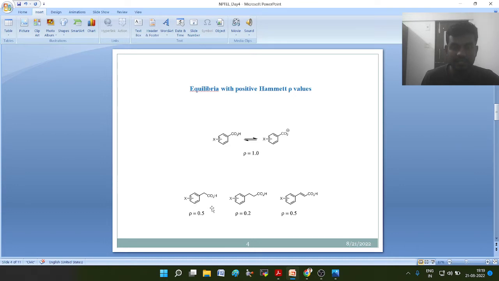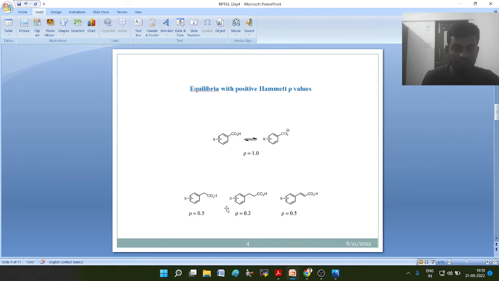Now you see in this case, the dissociation of this first one, in which there is a CH2 separator, a methylene group separating the benzene ring. So there will be less electron density flowing towards the ring. That's why the rho value is very small, 0.5. Again, when it forms COO minus, because of this methylene group, overall the electron density towards the benzene ring is less. So the rho value is very minute, 0.5.